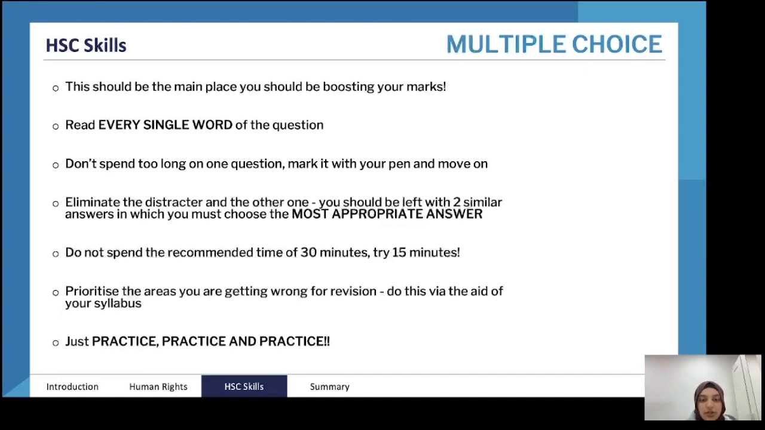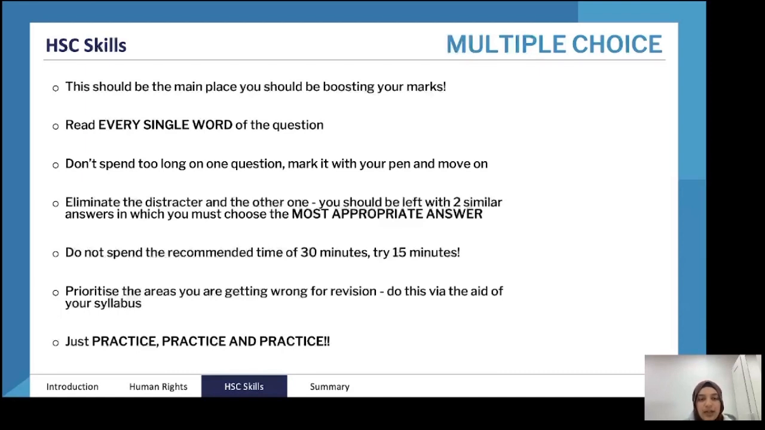Don't spend too long on one specific question, so mark it with your pen and move on if you feel like, oh, I don't really get this, I don't really understand what this is asking me. Don't get stuck on it, just mark it and move on. And if at the end of the exam you come back to it and you still can't figure it out, just have a guess. Never leave a multiple choice question blank, or any question regardless.